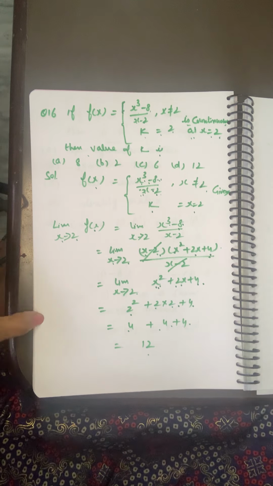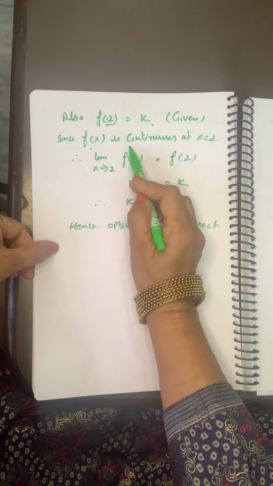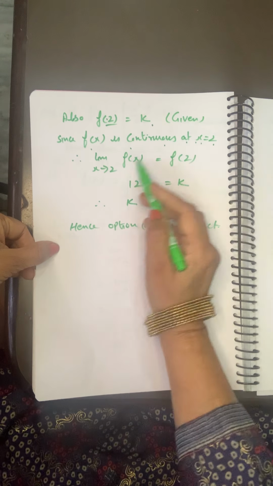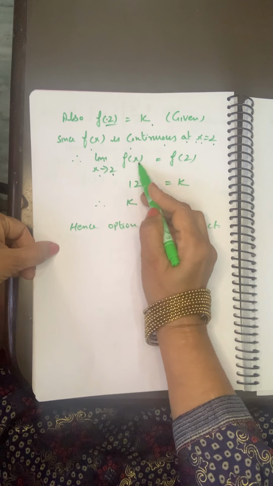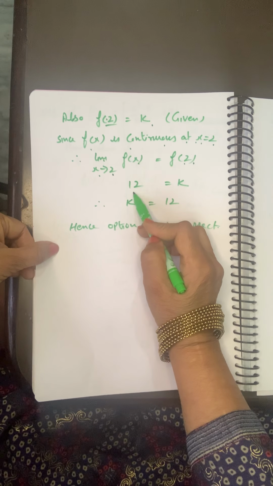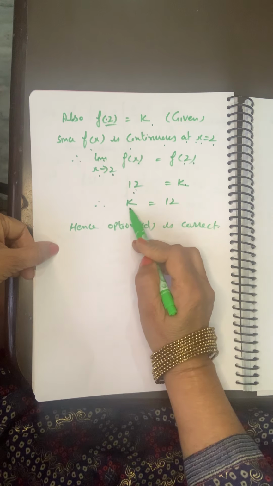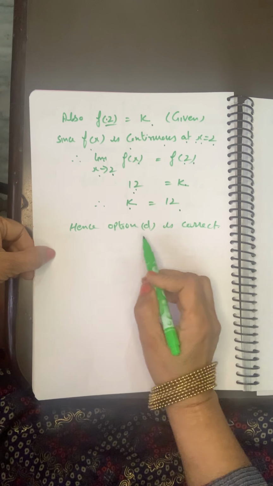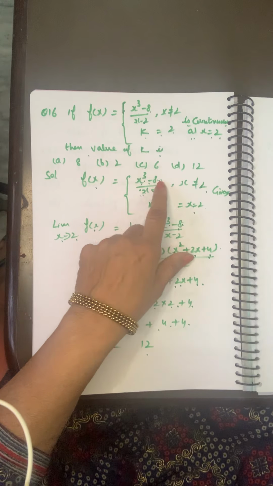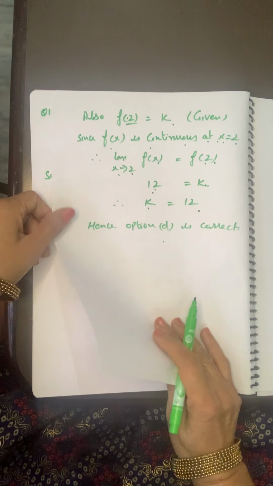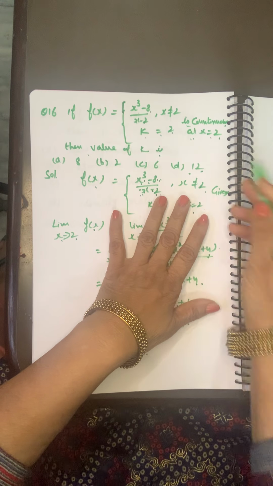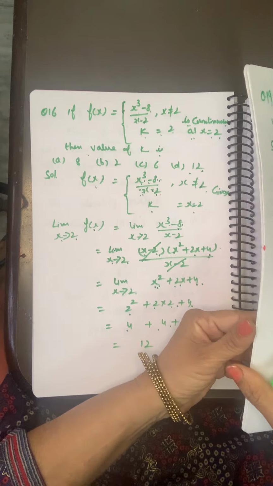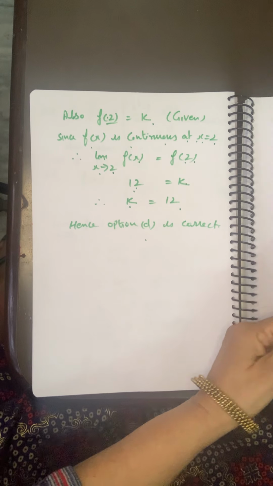So at x equal to 2, k is 2. So f(2) equal to k. Since f is continuous at x equal to 2, limit x tends to 2 f(x) is equal to f(2). So हमारे पास क्या आ गया 12 equal to k. आंसर क्या आ गया k equal to 12. Hence which option is correct? We have given options. Option D is correct. That is, the answer is 12. The value of k is 12.